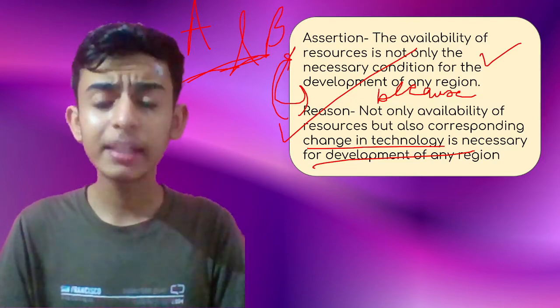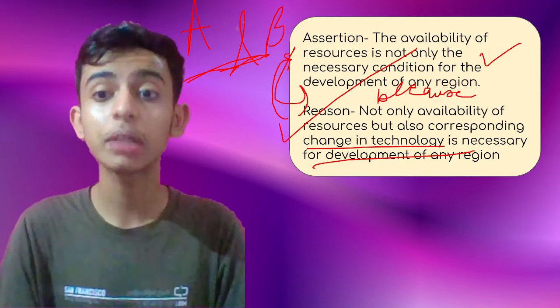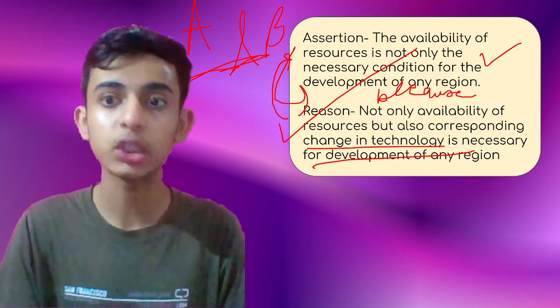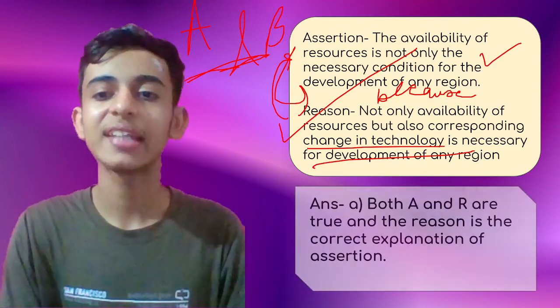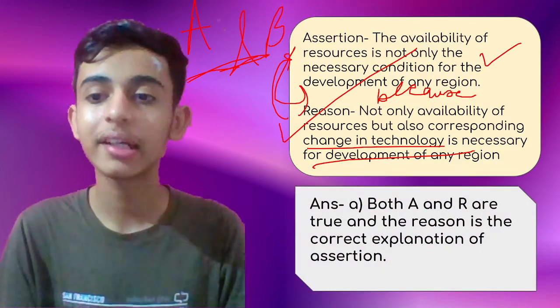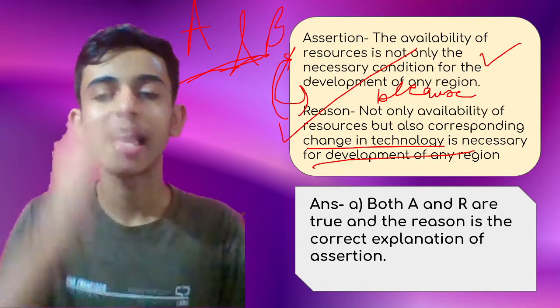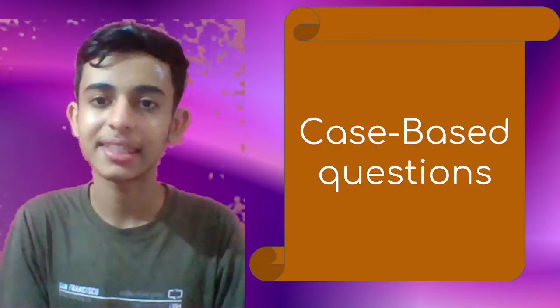Is reason explaining it? Is the reason able to justify? Let's see. The availability of resources is not only the necessary condition for the development of any region, because not only the availability of resources but also corresponding change of society is necessary for development of any region. Perfect answer. Okay, so your answer becomes A. That is both assertion and reason are true, and reason is the correct explanation of assertion. I hope this question was clear and it made a lot of sense, right?